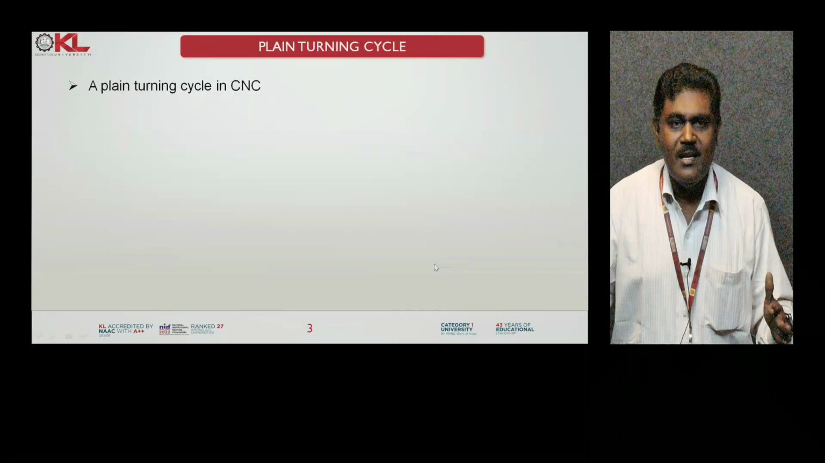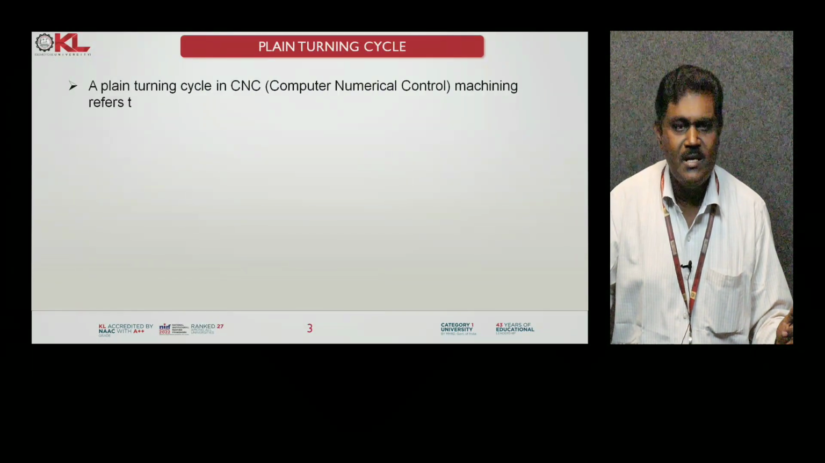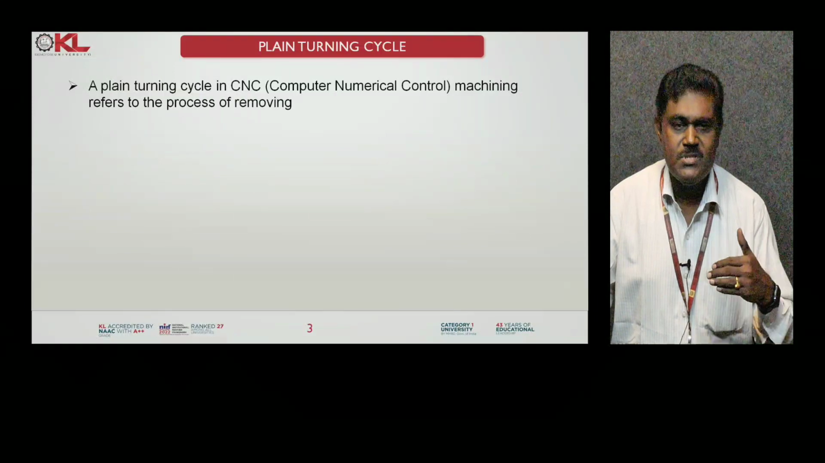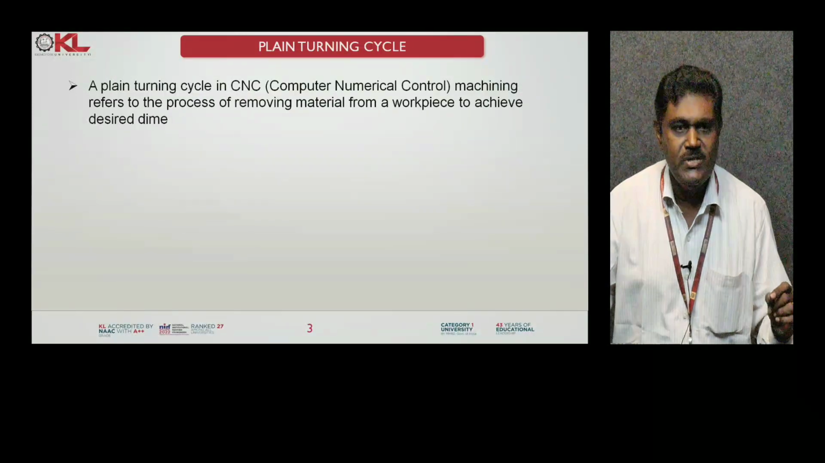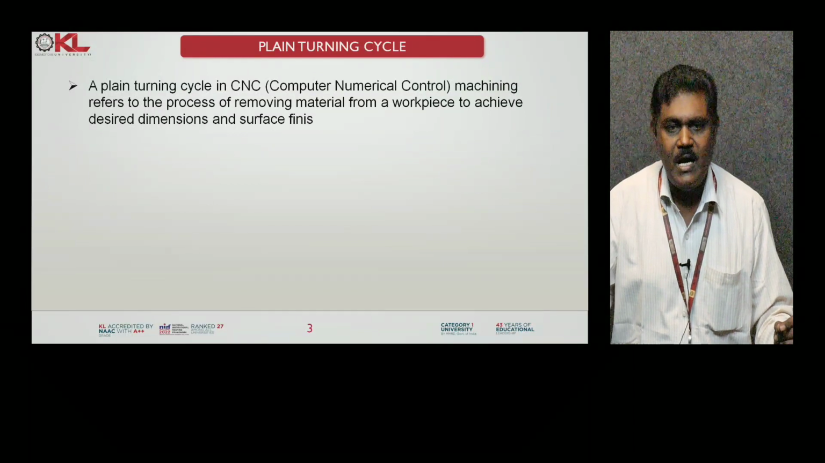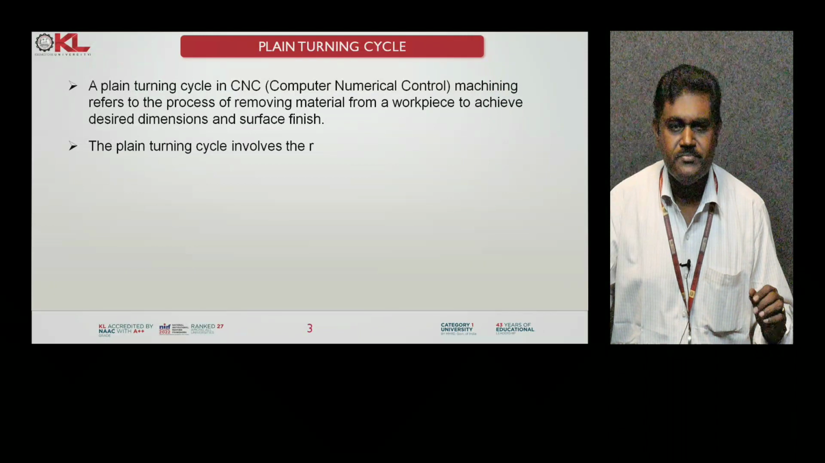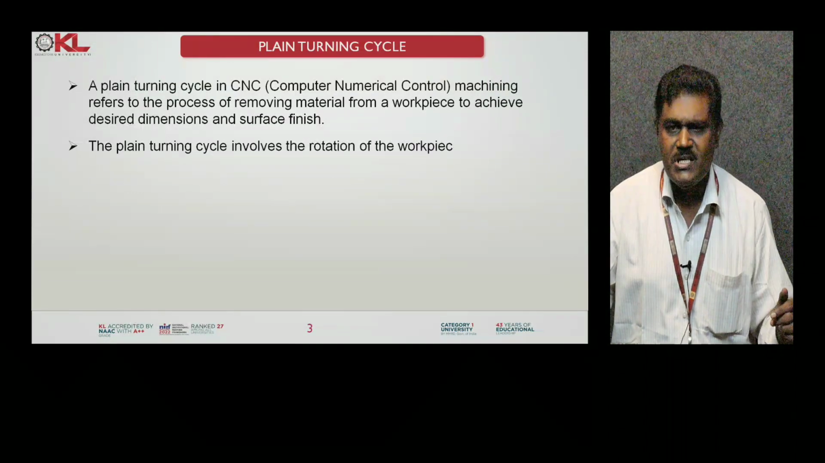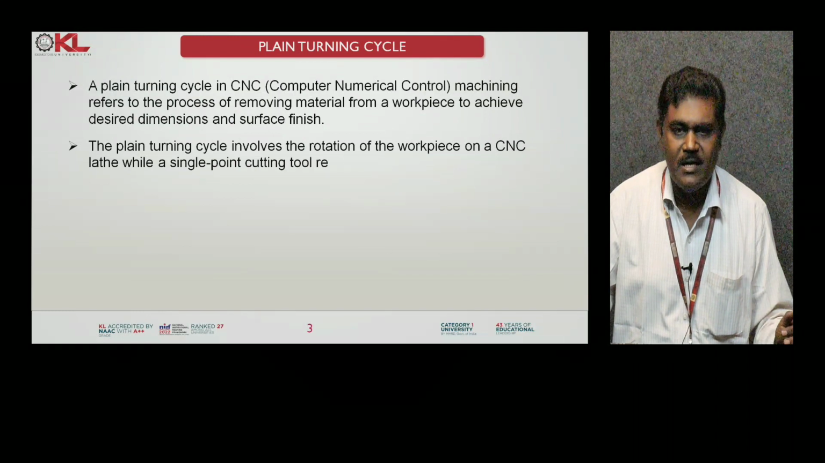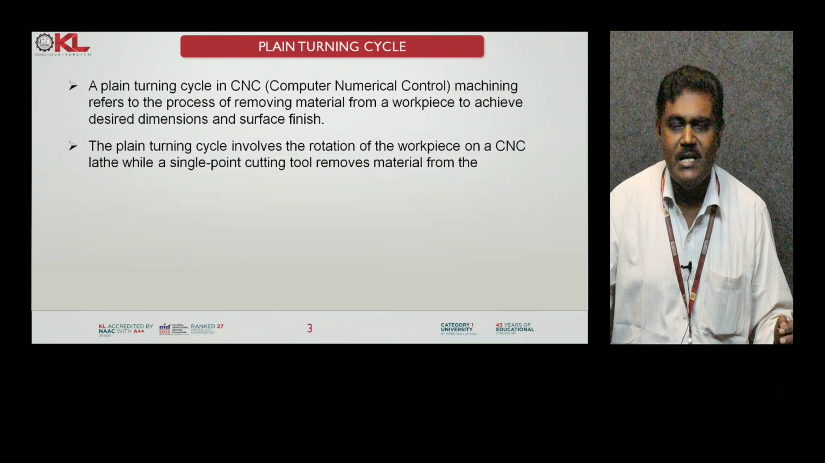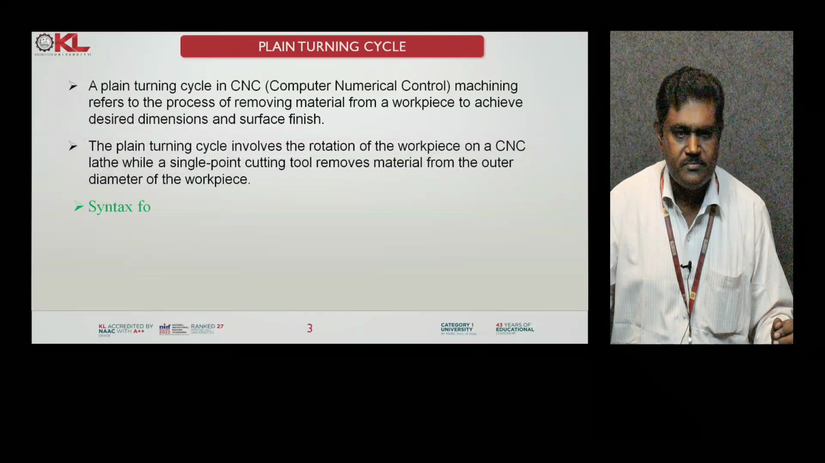So a plane turning cycle in CNC, computer numerical control machining, refers to the process of removing material from a workpiece to achieve desired dimensions and surface finish. The plane turning cycle involves the rotation of the workpiece on a CNC lathe while a single point cutting tool removes material from the outer diameter of the workpiece.